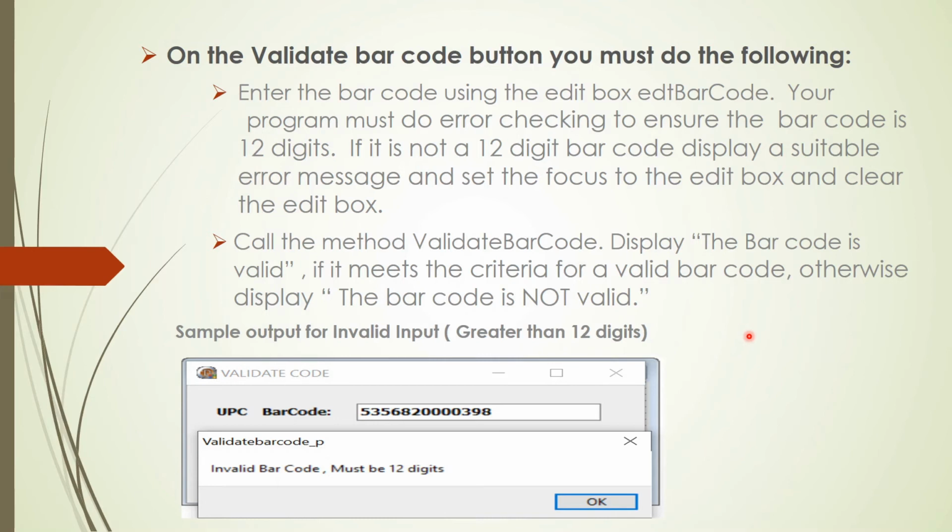Call the method validate barcode. Display the barcode is valid if it meets the criteria for a valid barcode. Otherwise, display the barcode is not valid. This is your sample output for an invalid input where it was greater than 12 digits. So if it was 13 or 14 digits, it will say invalid barcode must be 12 digits.